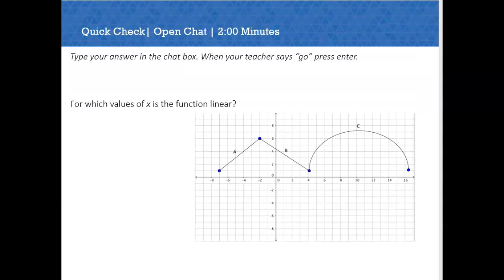So for which values of x is the function linear? This is a review just to make sure you remember that linear means a straight line. So A and B, these are straight lines, but it asks for which values of x. So here's for this value of x all the way, let's just do it in 2. Here to here, which is -7 to -2, and then from -2 to 4. So that is where it's linear. It's increasing at A, and decreasing at B.